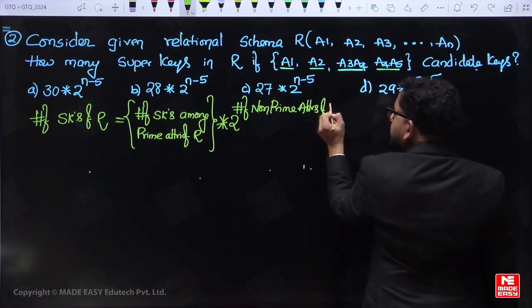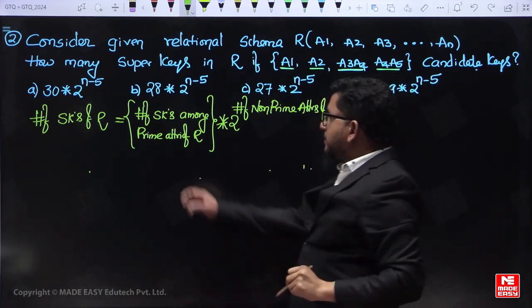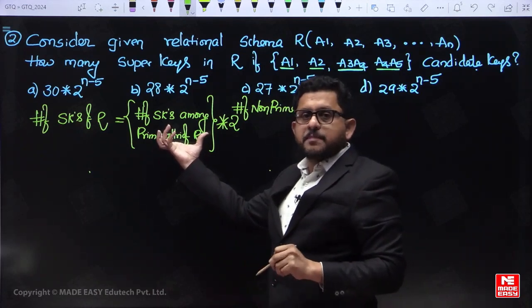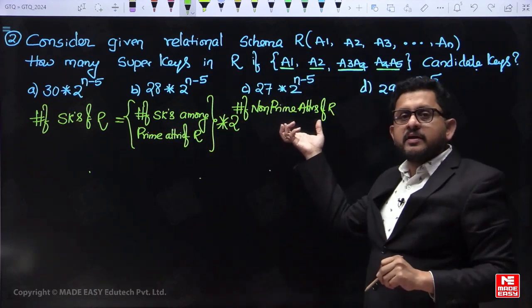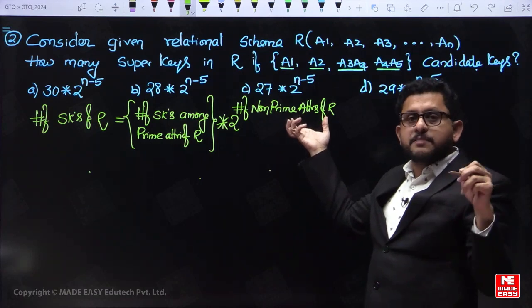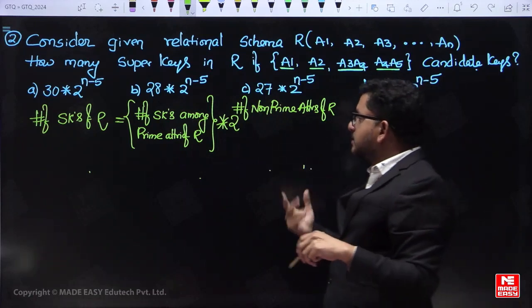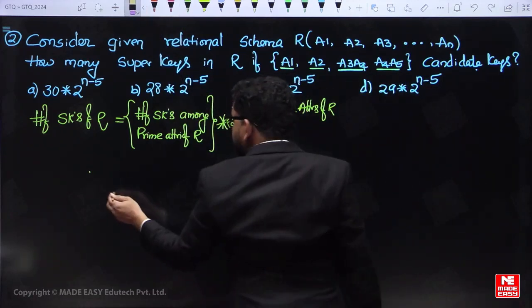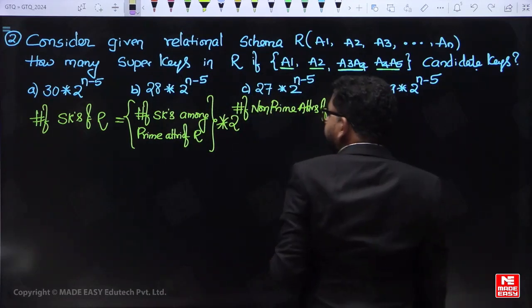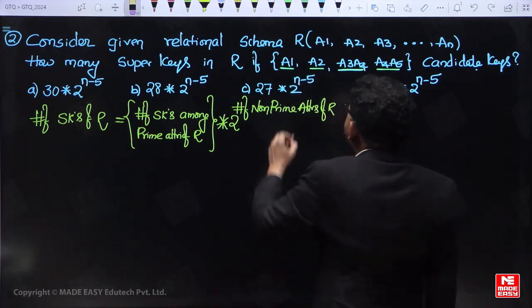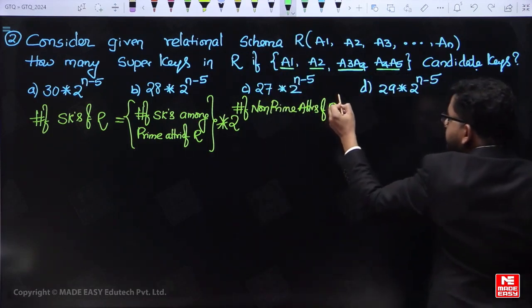Non-prime attributes of the relation R. Each of the super keys among the prime attributes, if you combine any subset of non-prime attributes, remains a super key only. In this way, we can calculate the total number of super keys. So now we need to calculate the number of super keys among the prime attributes.